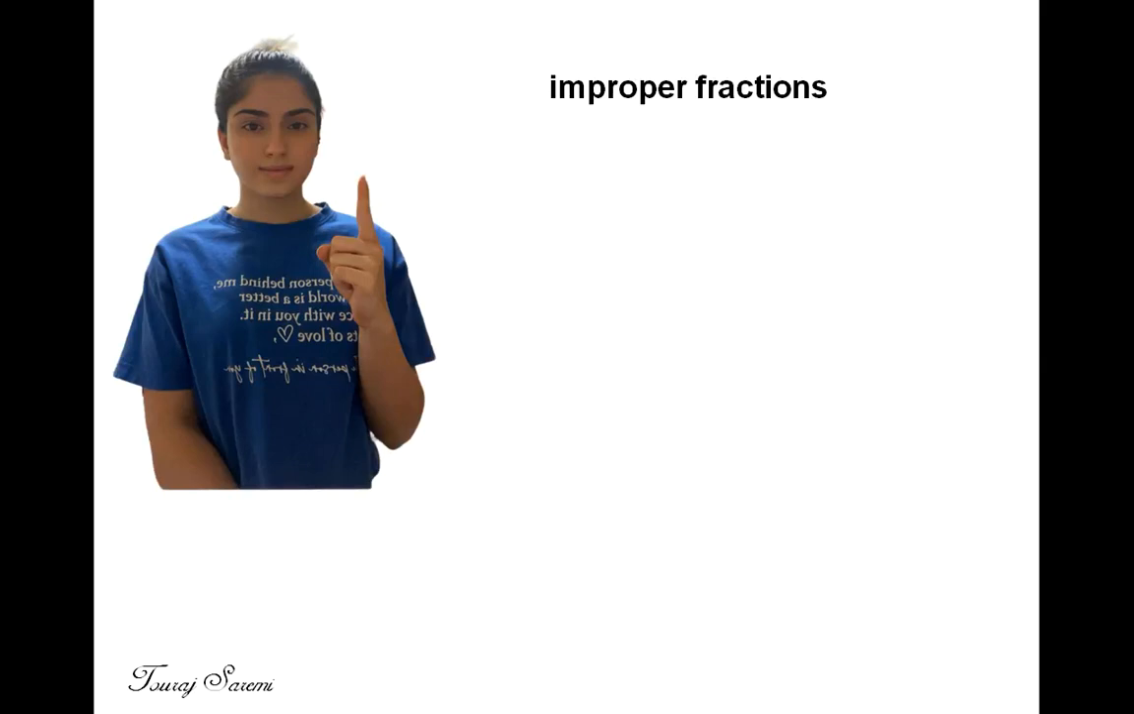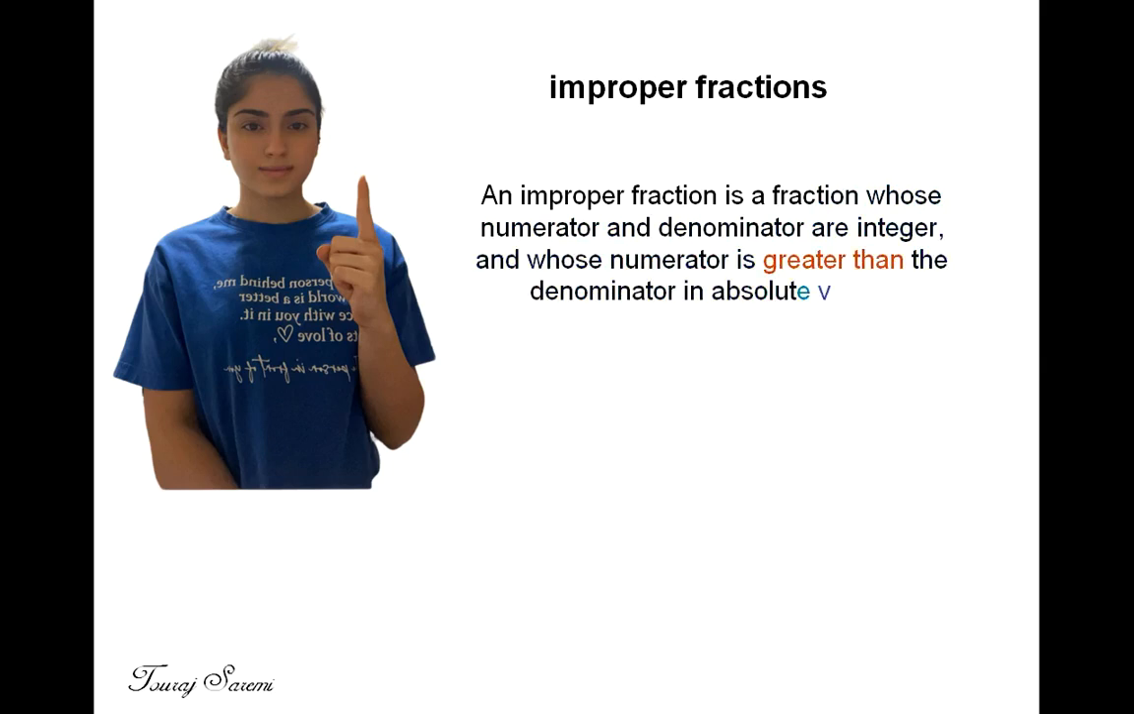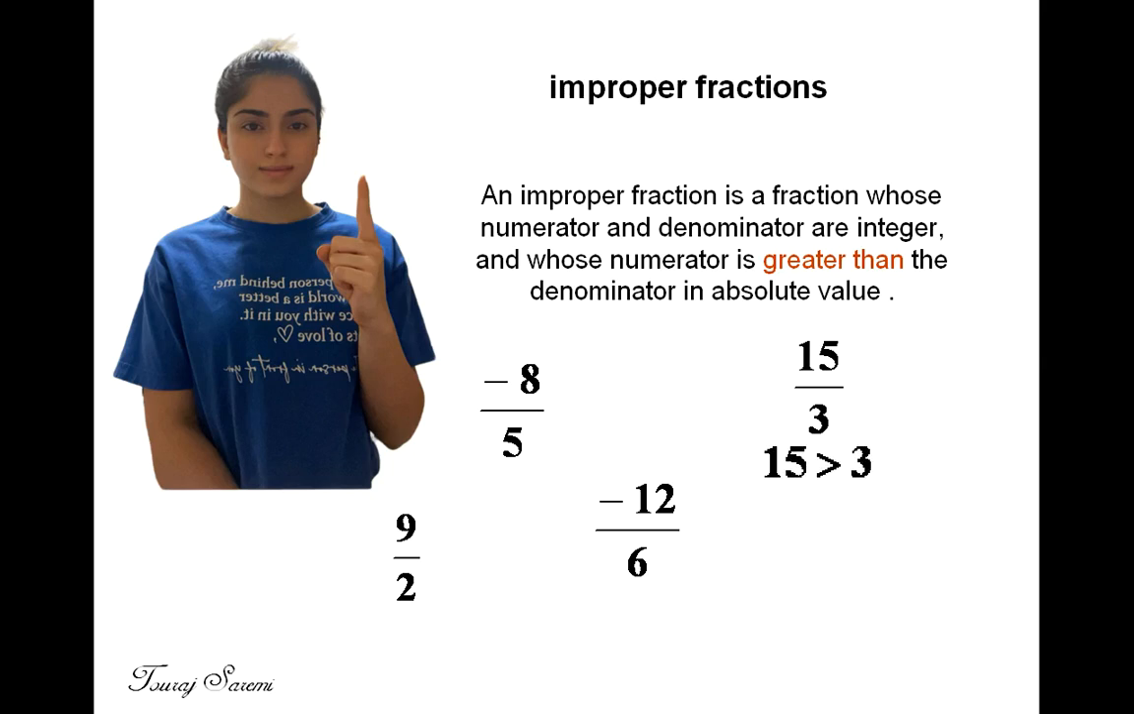Improper fractions. An improper fraction is a fraction whose numerator and denominator are integers, and whose numerator is greater than the denominator in absolute value. 9 is greater than 2. 12 is greater than 6. 8 is greater than 5. 15 is greater than 3. 22 is greater than 7.